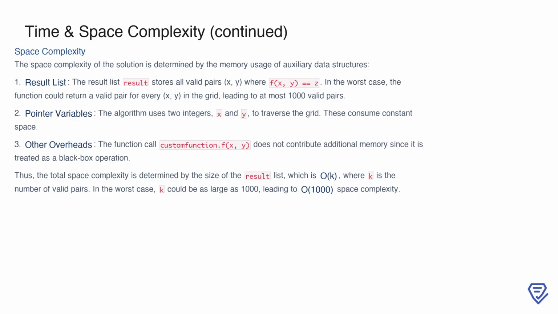Beyond this, the algorithm only uses two pointer variables, x and y, which consume constant space. Additionally, the black box function customfunction.f(x, y) does not require any extra memory for its operations. Therefore, the total space complexity of this solution is dominated by the size of the result list, which is O(k), where k represents the number of valid pairs. In the worst case, k could be as large as 1000, resulting in a space complexity of O(1000).